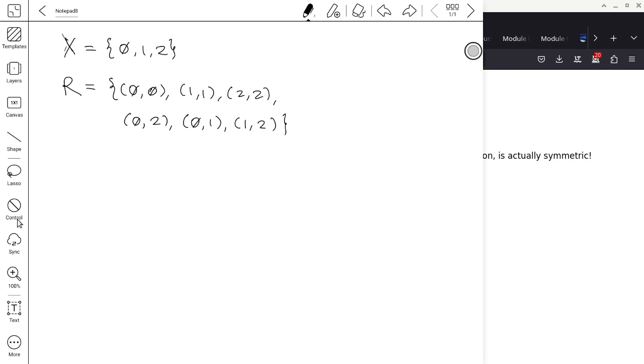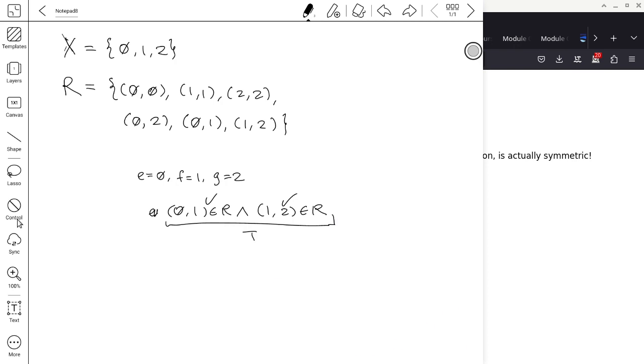Okay, let me show you an example. In this case, using the transitive definition, what if E equals 0, F equals 1, and G equals 2? Just as an example. So we look at 0, 1 is in R. Yep, it's good. And 1, 2 is in R. Yep, that's good. So that means the entire conjunction is true.